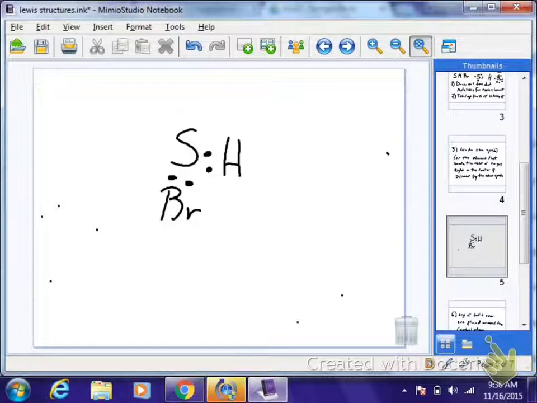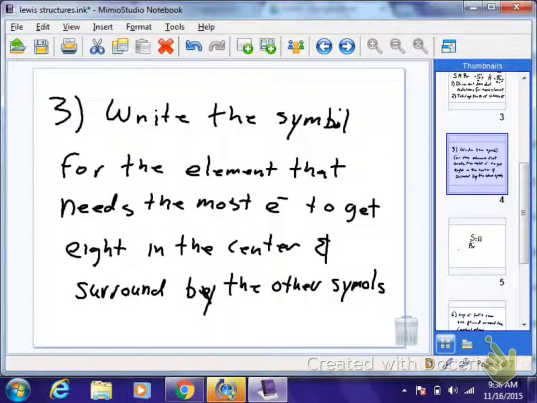Pair of electrons. Everything gets a pair of electrons to begin with. Now that may change when we figure out what we have left over when we're done, but we won't do any of those today. So step 3 says, write the symbol for the element that needs the most electrons to get 8 in the center, and surround by the other symbols.